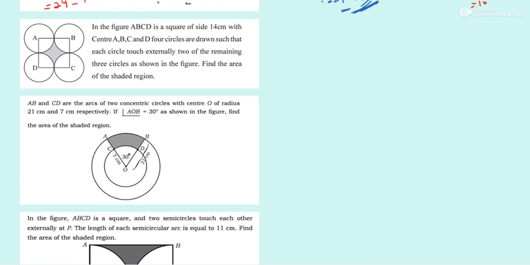So the next question says that in the figure ABCD is a square of side 14, with centers A, B, C and D. You can see in the figure, the 2 remaining sides are shown. Find the area of shaded region. So this is the shaded region. If you see, area of shaded region will be area of square minus how many quadrants are there? 1, 2, 3, 4. So 4 quadrants, also called sectors, where angle is 90 degrees, correct?